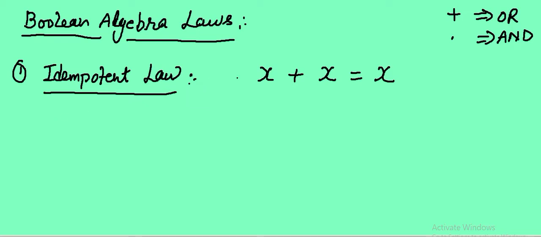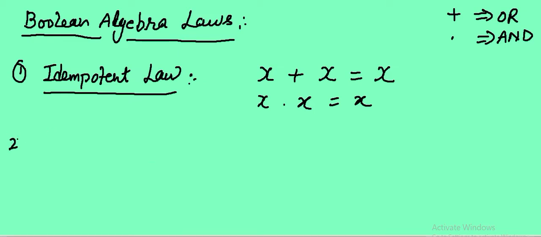So x OR x is x. And the second version, with the AND gate, is x AND x, which is x. I will prove these laws for you, so just wait as I go through the laws further in this video.